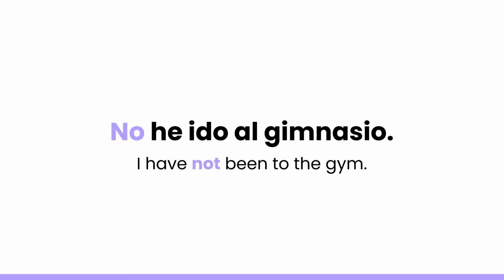Or no he ido al gimnasio. So no he ido, not I have been, al gimnasio, to the gym. In English we say I have not been to the gym, but the word not comes after the verb to have. In Spanish this is a bit different because we always put the word no in front of the verb. So no he ido al gimnasio. It's not he ido no al gimnasio. I have not been to the gym. No he ido al gimnasio. So that's one very important thing to understand about how we use this word no that's different than how we use not in English.